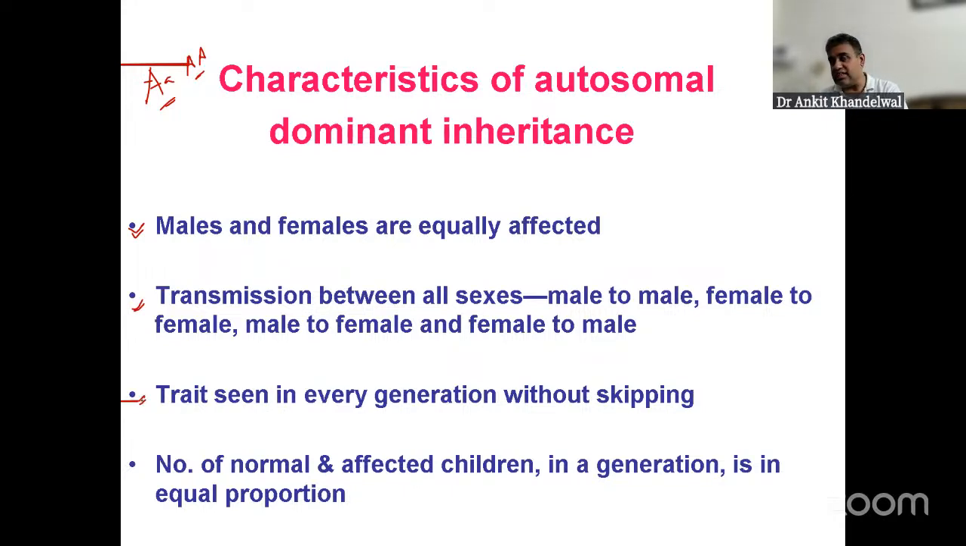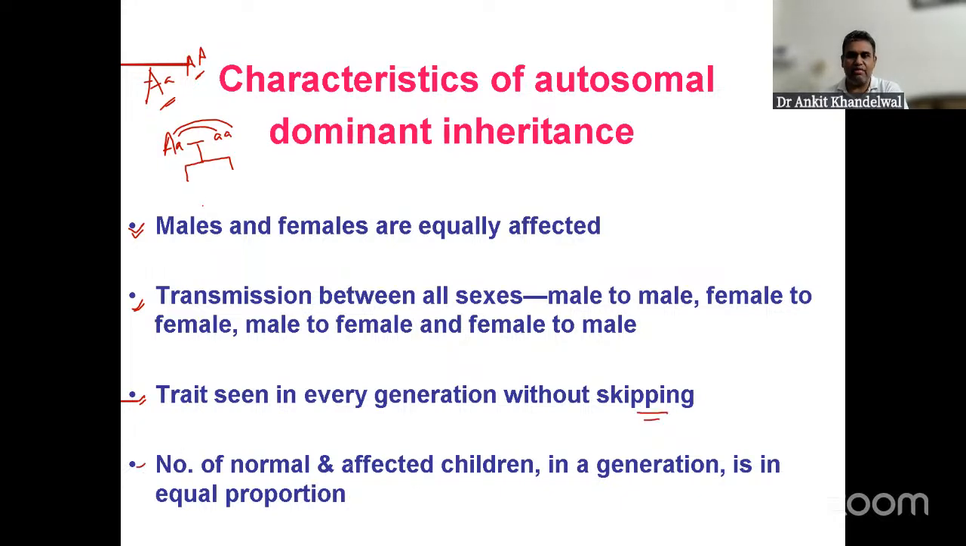Then, the trait is seen in every generation without skipping. So it can't be skipped. Some trait of it will be seen in every generation. Every time, even if a heterozygous person marries a normal female, the children will have some traits. So the trait will be passed on through the generations, in every generation without skipping.